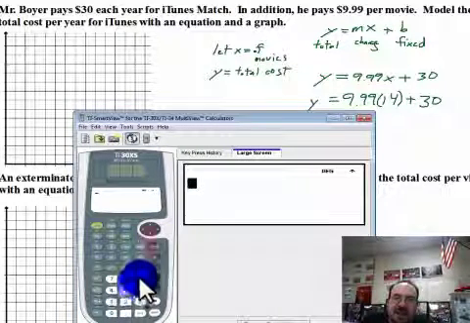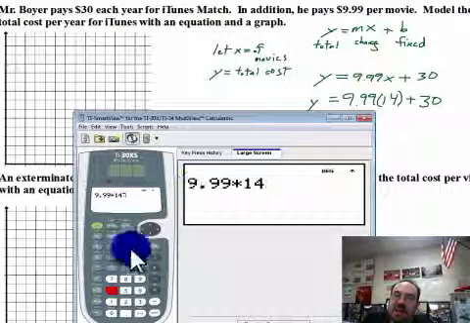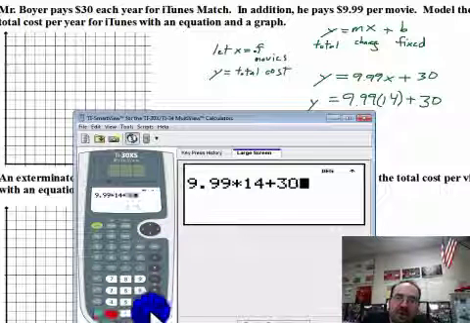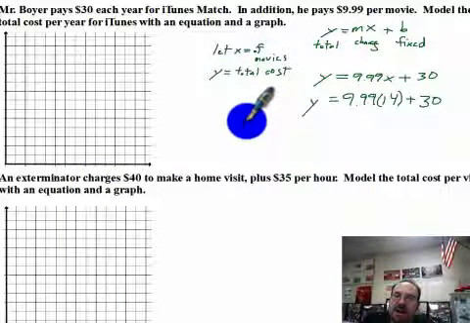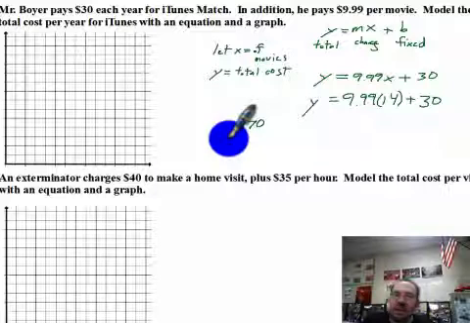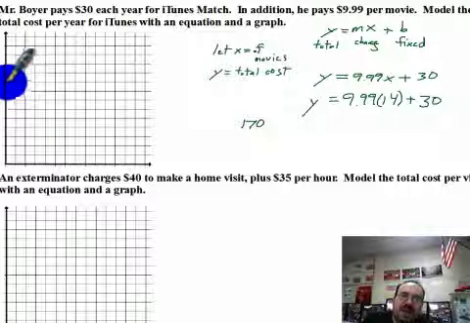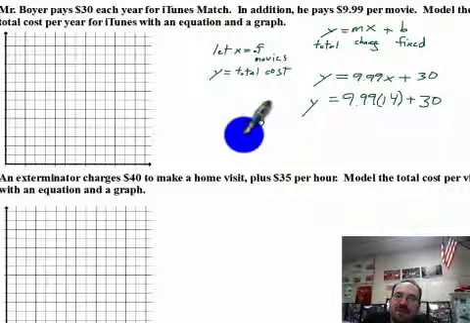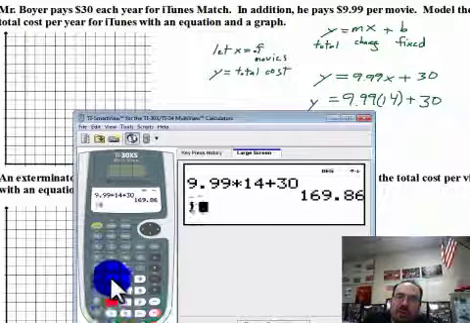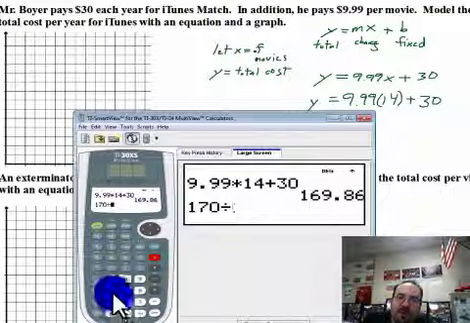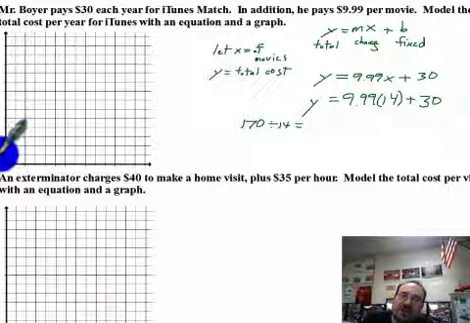So I take 9.99 times 14, and actually I could have done 10 because that's close to 9.99, plus 30, and that gives me 169.86. So let's say I have about $170 as the largest amount that would fit on this graph. And here I have 14 spaces. So if I divide that by 14, that'll tell me how much to make each space worth. So 170 divided by 14. Okay, it says go by 12. So you know what? I think I'm just going to go by 10s.